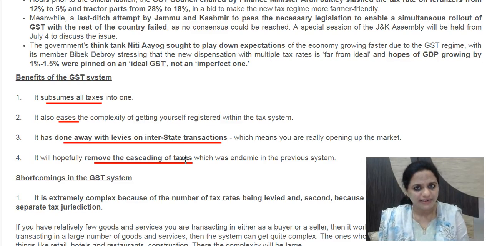There is a cascading effect generally, but with GST, since it's a value addition tax, you have to pay the tax only on the value addition. That is why this cascading effect of taxes does not take place.